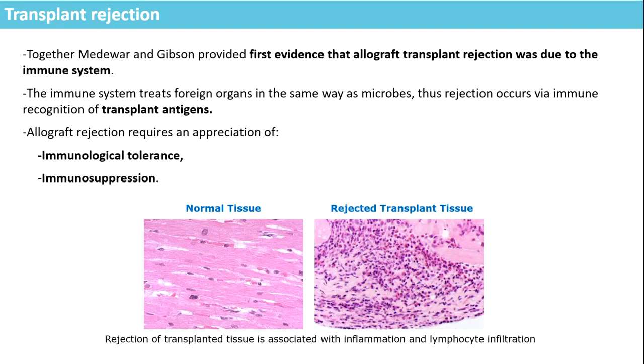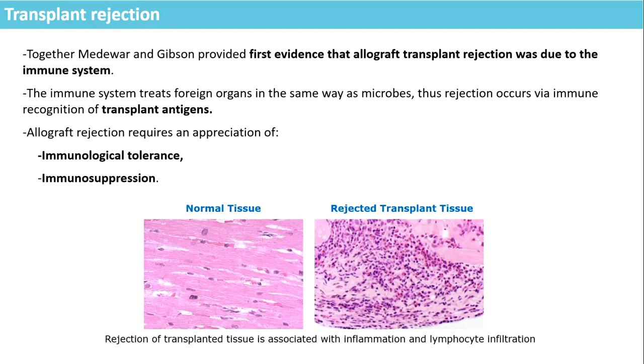But really, because they worked together, they actually provided the first evidence that allograft transplant rejection was really down to the effects of the immune system. So as I mentioned before, you can think of this in terms of the adaptive immune response, essentially the same way that an immune response would treat a pathogen. That's the same sort of immune response that's being elicited to transplant antigens once we've had a transplant. And you can see that on the two slides here.